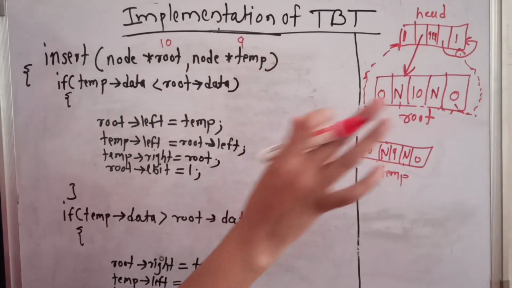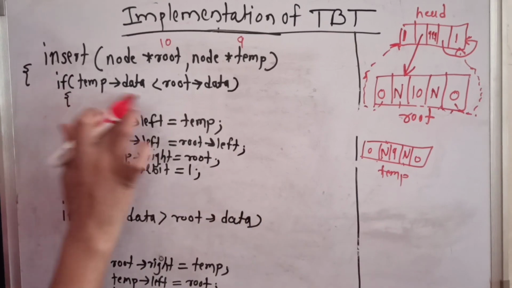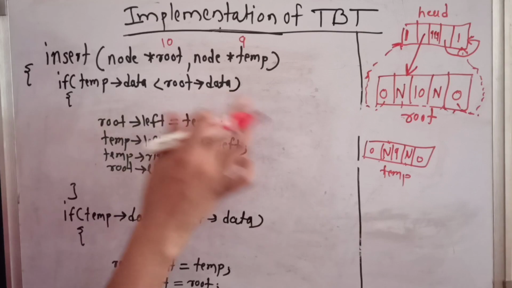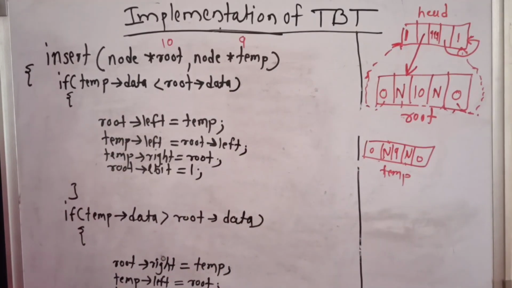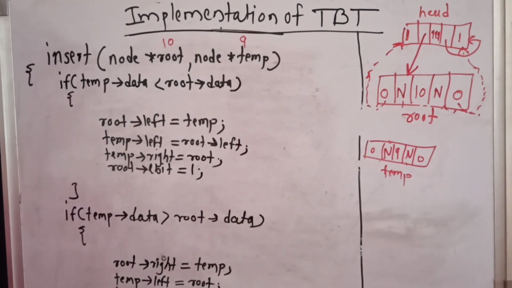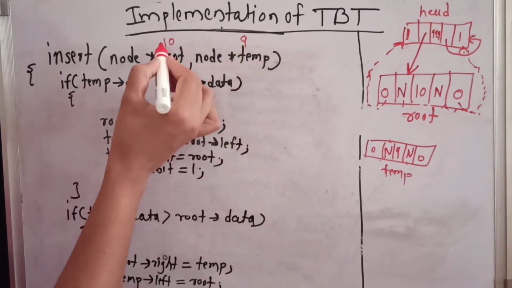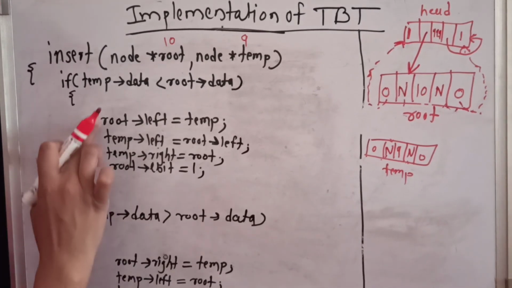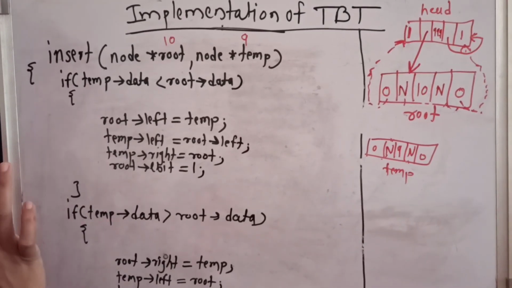But as I am creating a binary search tree here, I directly compare the value. If the new value is less than the root data, we have to attach the new value on the left side. If the new value is greater than the root data, we have to attach it on the right side. Like in this case, 9 is less than 10, so we have to insert on the left side. So this is the code related with the left side attachment.